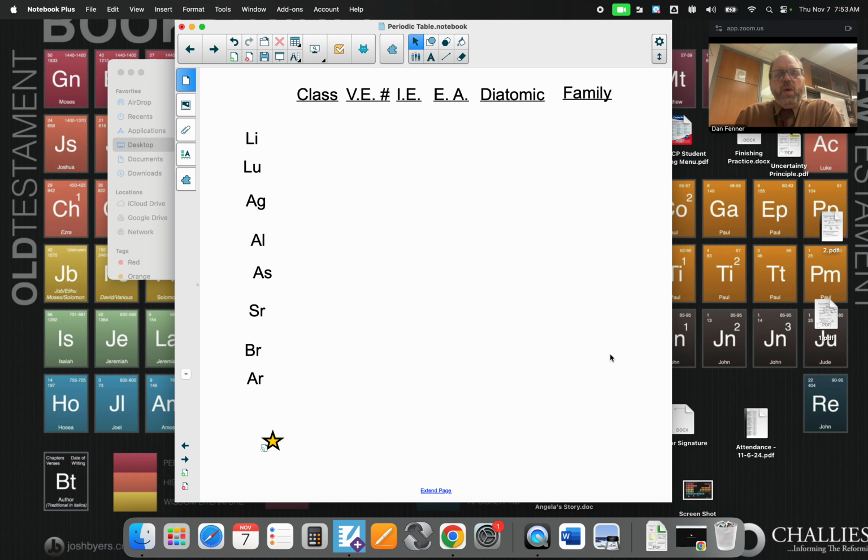Here we go. So again, we're going to talk about families later, so we can leave this column blank and come back again. We're going to look at class. So that's metal, non-metal, semi-metal. Valence electron, that's 1, 2, 3, 4, 5, 6, 7, or 8. That's not a trait. Ionization energy, that's either first and second, and third.